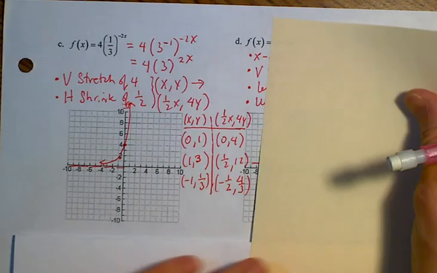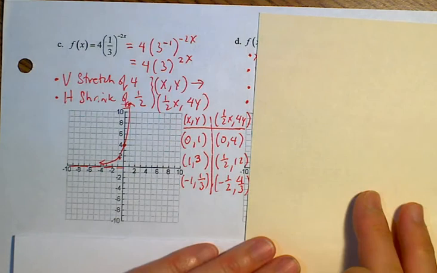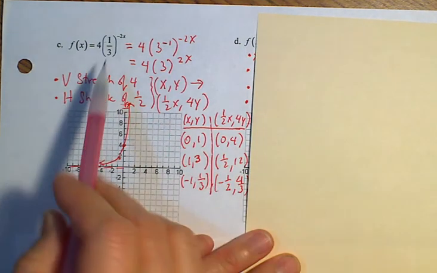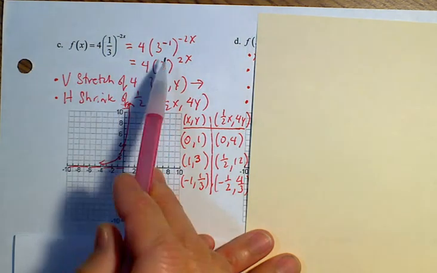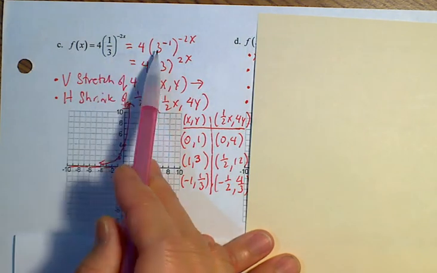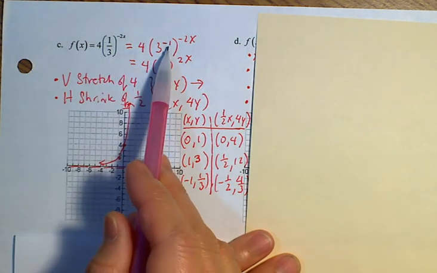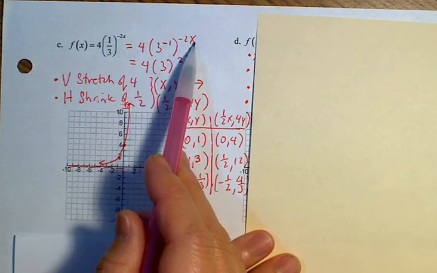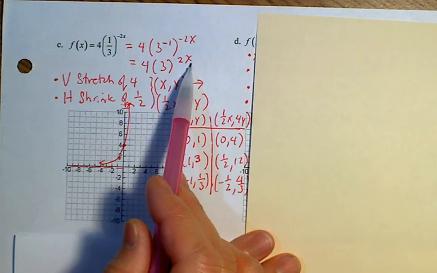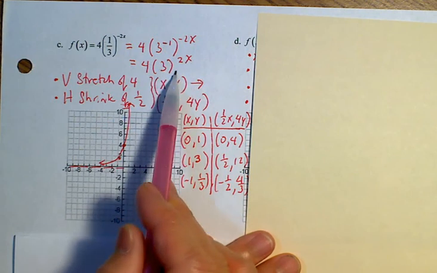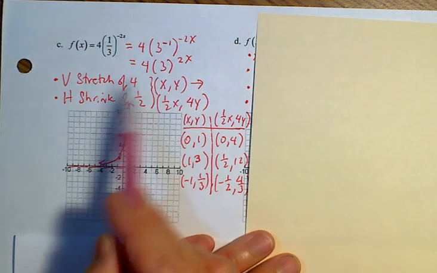All right, here's the solution for C. So for this one, I'm going to rewrite it. The 1/3 power, or 1/3 as a base, I'm going to rewrite as 3 to the negative 1. So when you take a power to a power, it's a negative 2x. So it's 4 times 3 raised to the 2x. And so this is the main one that I'm going to be looking at.